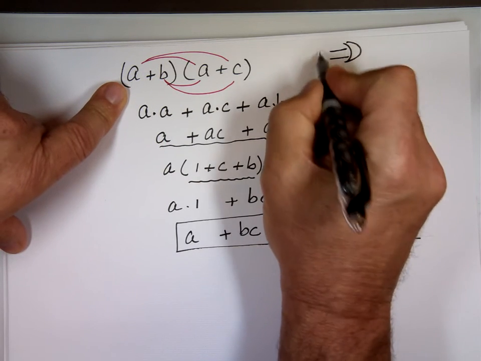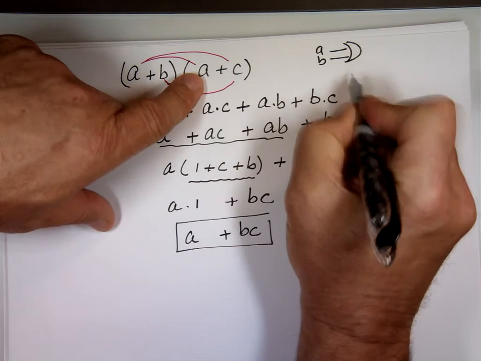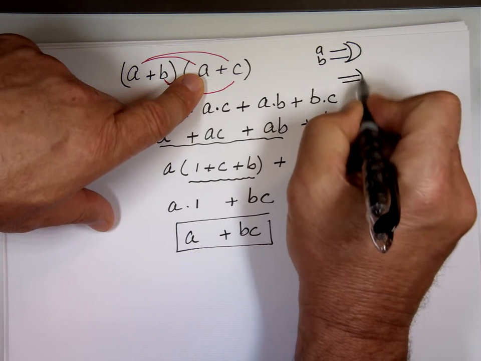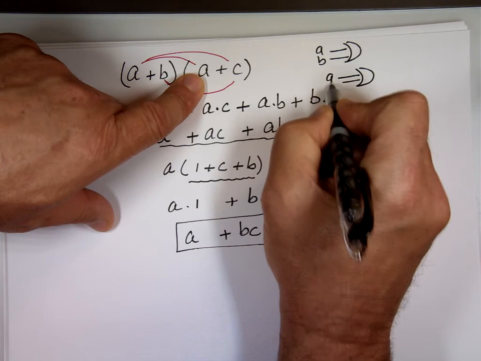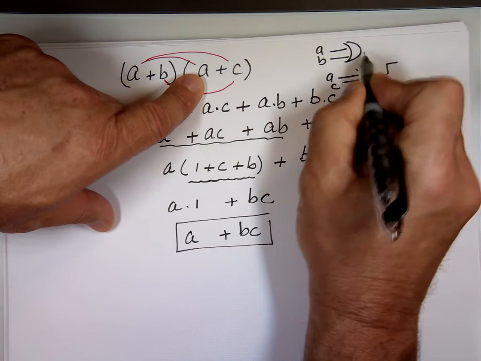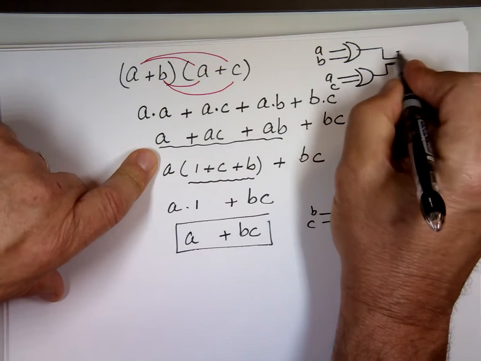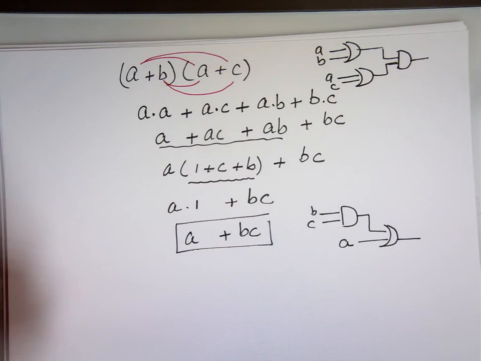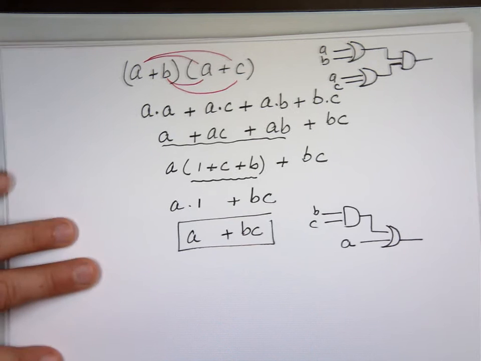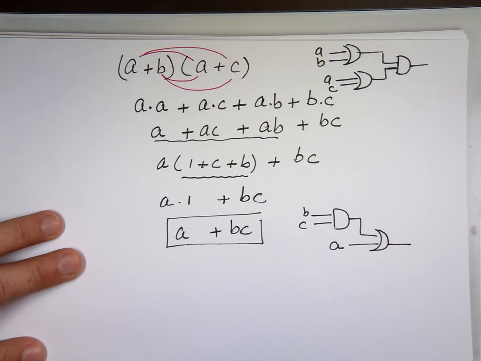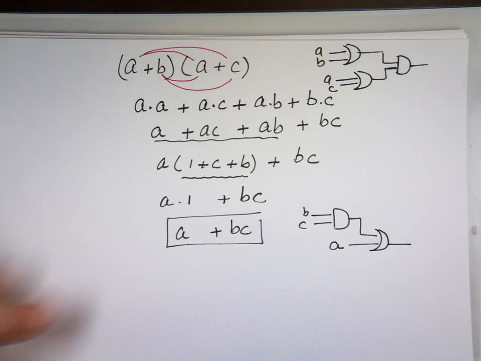A and B. I see another one, A and C. And the result now is what? AND it together. How many gates am I using there? 3 gates versus 2. Now this is a 2-input OR gate.